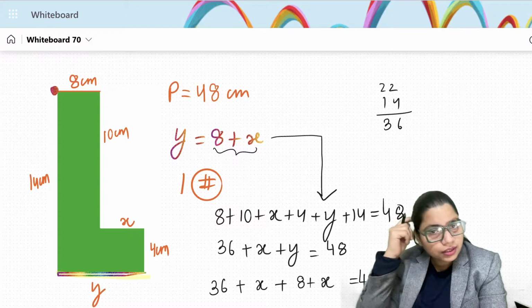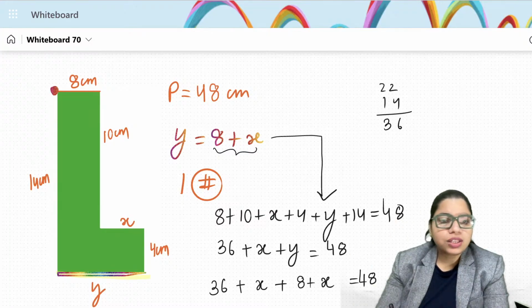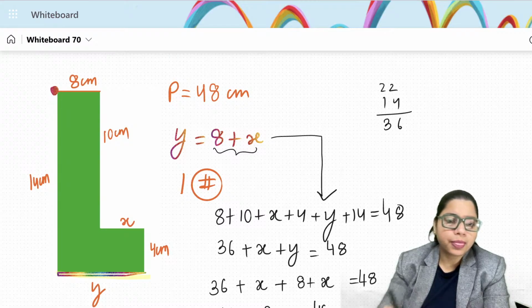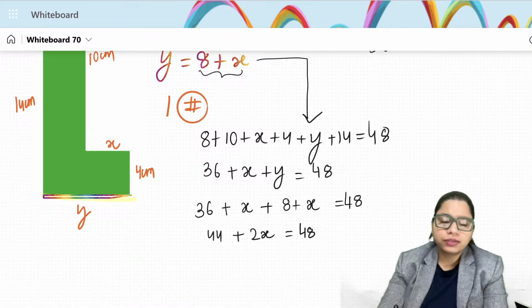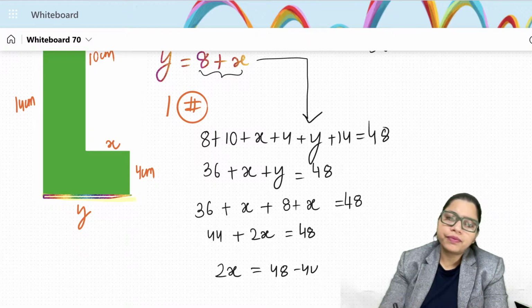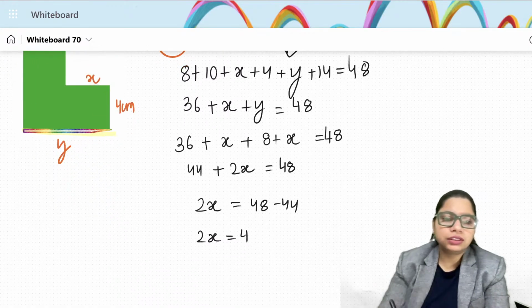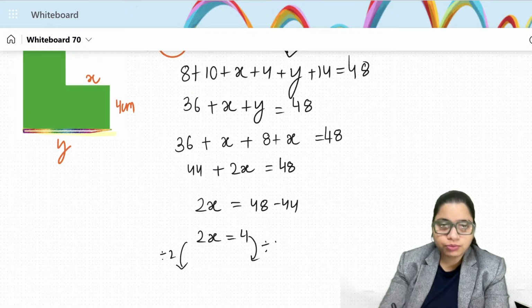So 36 plus 8. What is 36 plus 8? 36 plus 8 is 44, I guess. 44 plus 2x is equal to 48. So just solve this linear equation. You're going to be getting 2x equal to 48 take away 44, that is 4. So x will be, just divide by 2 both sides. When you divide by 2 both sides, x comes up to be 2.